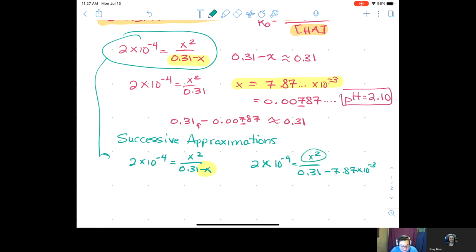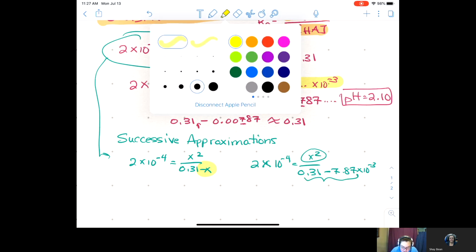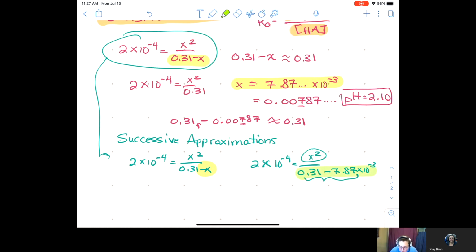Now I don't have to write it out. I'm sitting here on the calculator with that 7.87 times 10 to the minus 3 stored in my memory. If you were smart, you did that too. I'm going to make it negative, add it to 0.31 and hit my equal sign. So I'm going to do this bottom part, hit my equal sign, and then multiply by 2 times 10 to the minus 4.